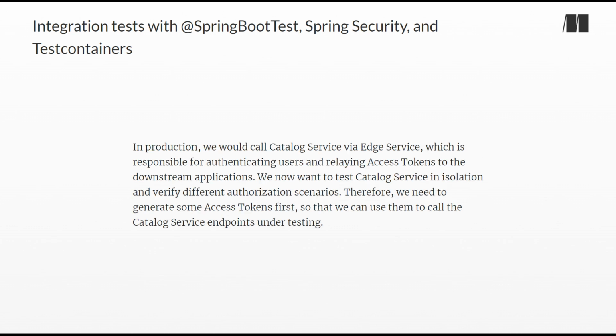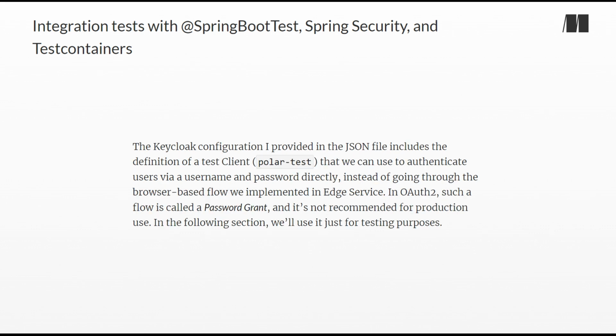In production, we would call Catalog Service via Edge Service, which is responsible for authenticating users and relaying access tokens to the downstream applications. We now want to test Catalog Service in isolation and verify different authorization scenarios. Therefore, we need to generate some access tokens first, so that we can use them to call the Catalog Service endpoints under testing. The Keycloak configuration I provided in the JSON file includes the definition of a test client, polar-test, that we can use to authenticate users via a username and password directly instead of going through the browser-based flow we implemented in Edge Service.